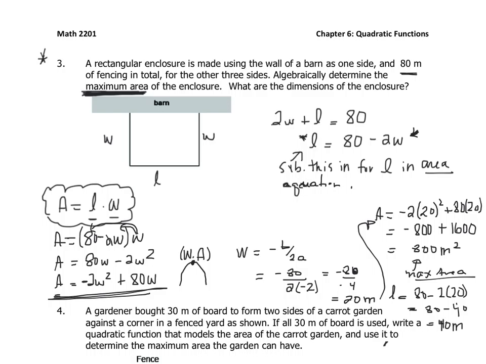Try to make that clearer there. So we've got the length is 40 meters. I have a whole lot of room here, sorry. And the width is 20 meters. Those are our dimensions. And the maximum area is 800 meters squared.